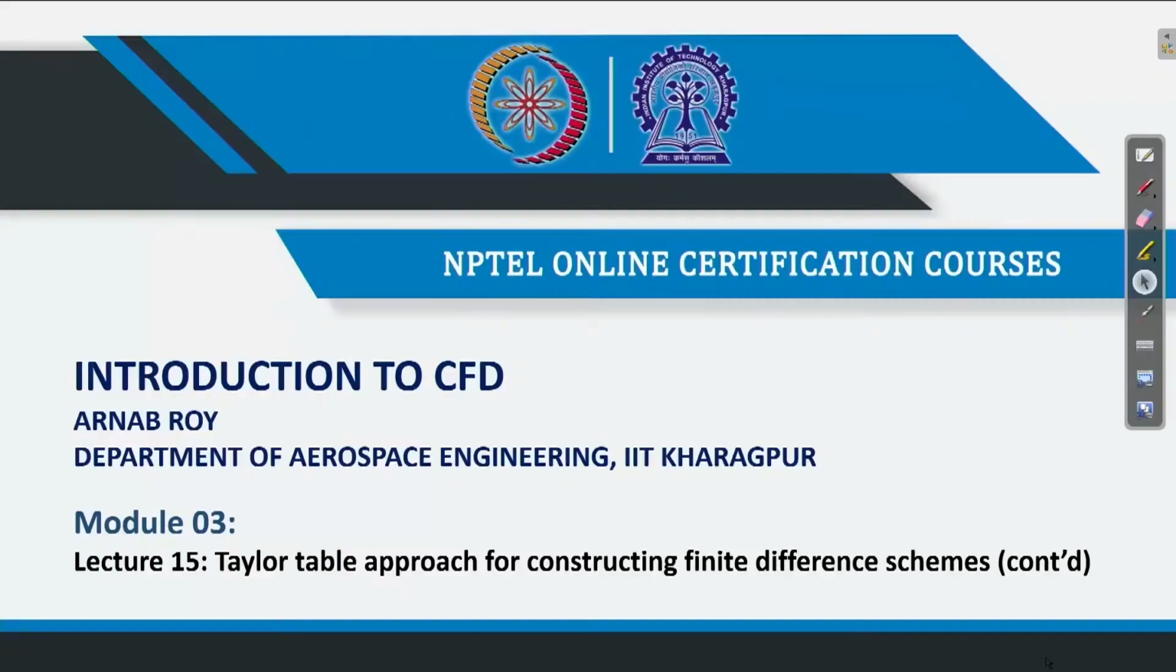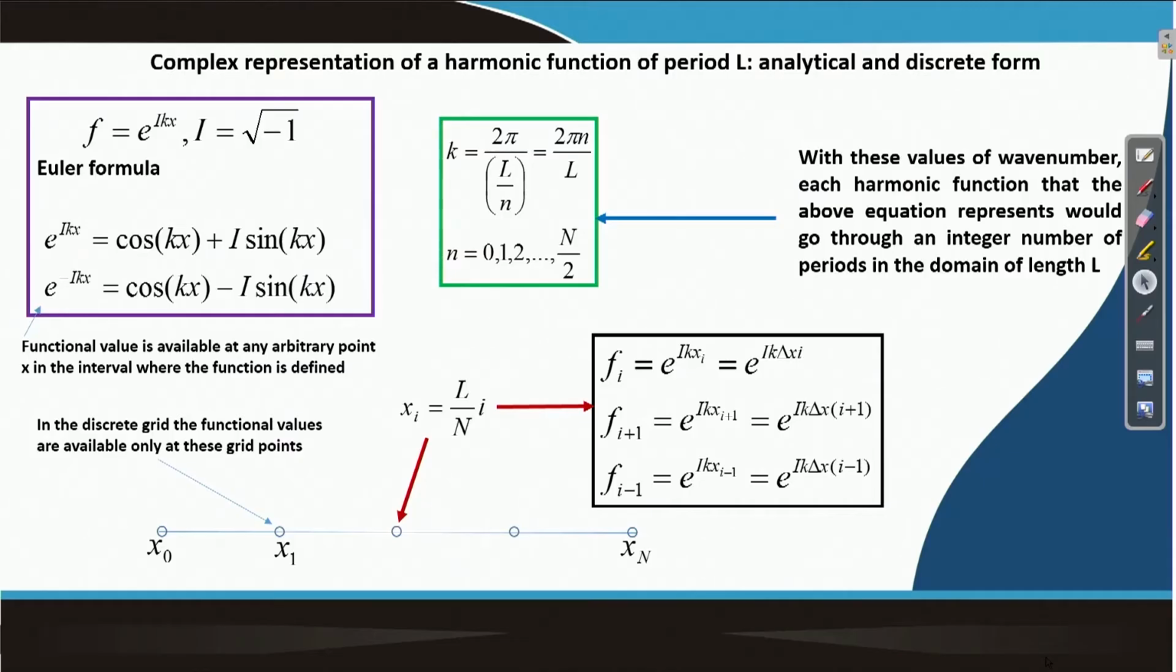In this lecture, we continue our discussion on the wave number approach. Last time, we had introduced the complex representation of a harmonic function, and we looked at the analytical form of its derivative, and then we derived the discrete form of the derivative using the CD2 scheme.